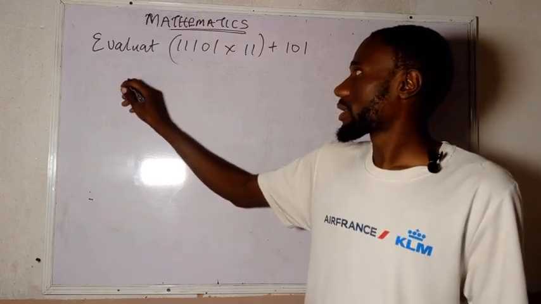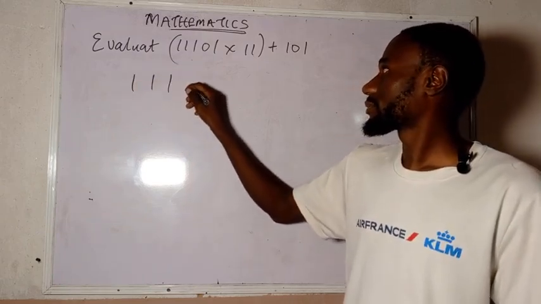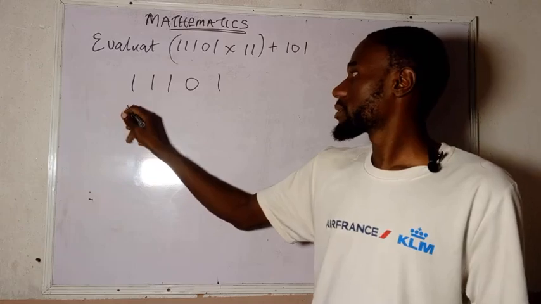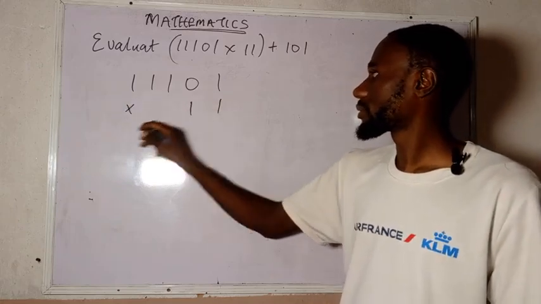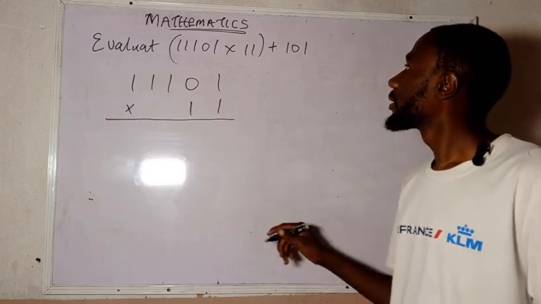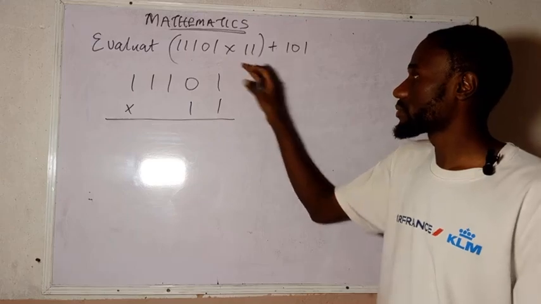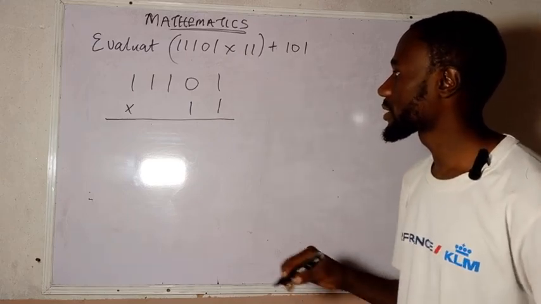Then we arrange it as 1 1 0 1. This is multiplied by 1 1. Okay, we keep the addition one. Let's solve the multiplication first.